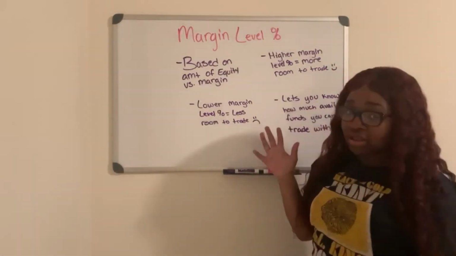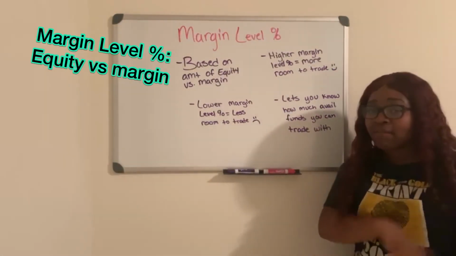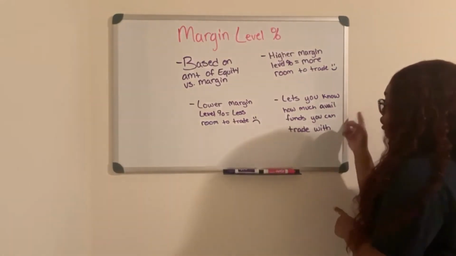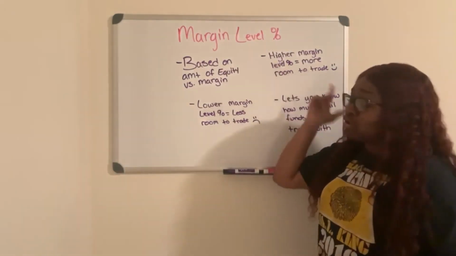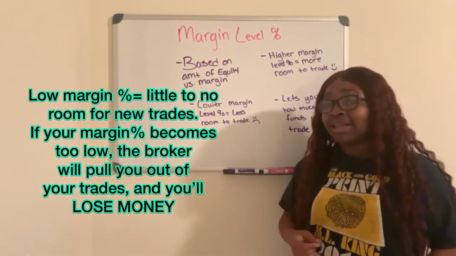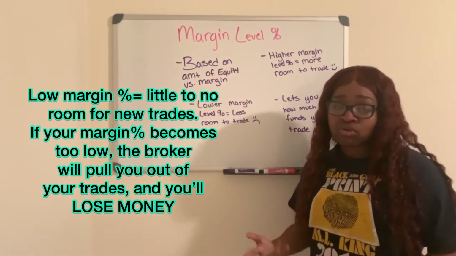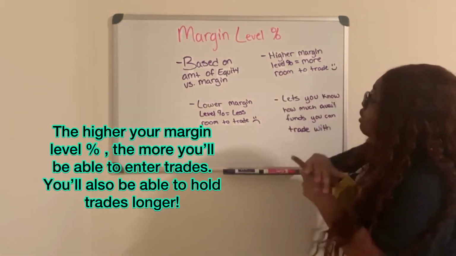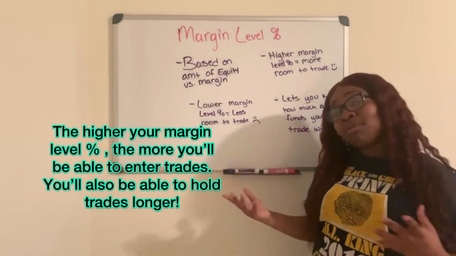Last but certainly not least, we have Miss Margin Level Percentage. The margin level percentage is based on the amount of equity you have versus the margin, and it also lets you know how much money you have available to trade with. Watch your margin level percentage, because the lower it gets, the less money you'll have to trade with, so you won't be able to enter as many trades as you would if it was higher. The higher the margin level percent is, the more money you're able to trade with.